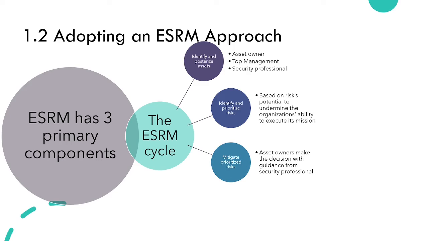Mitigate prioritized risk, and here asset owners take the decision with guidance from security professionals. So it's asset owners who have the final word on how we are mitigating the prioritized risks and how to approach. And here, many things are involved, like budget, other considerations like resources availability. So asset owners, top management, and security professionals should be involved in this process.